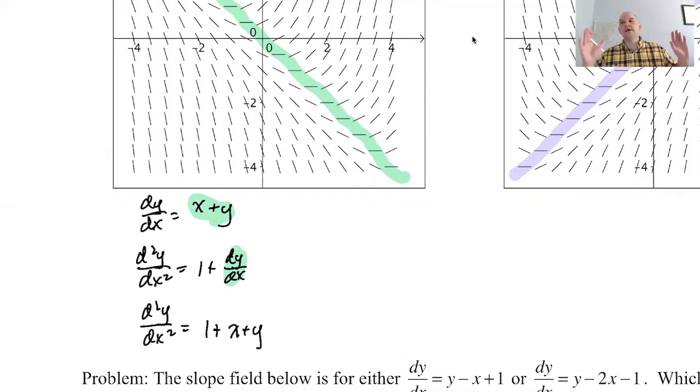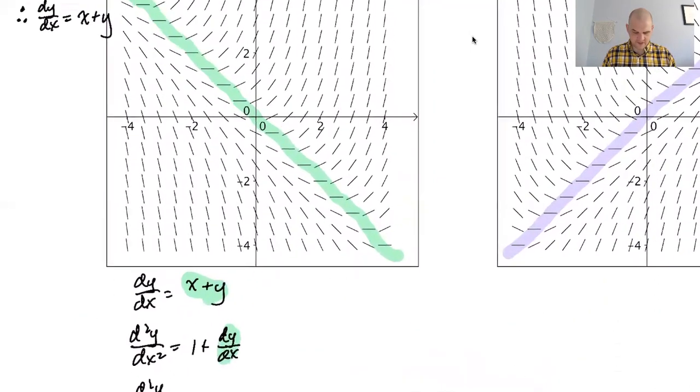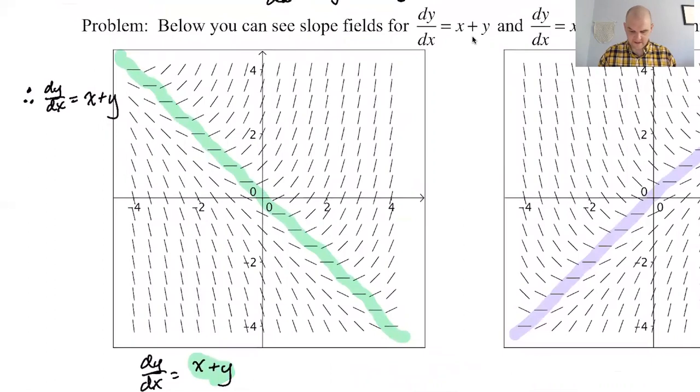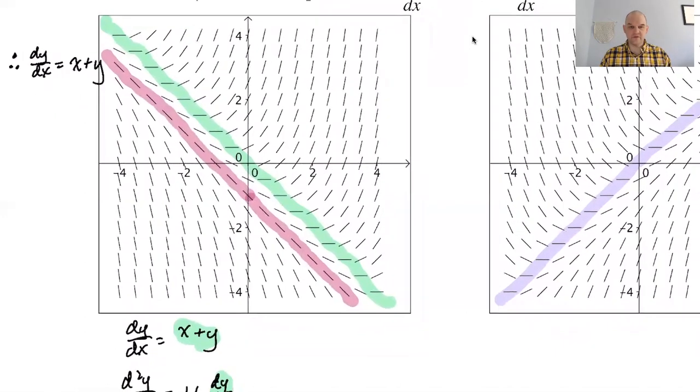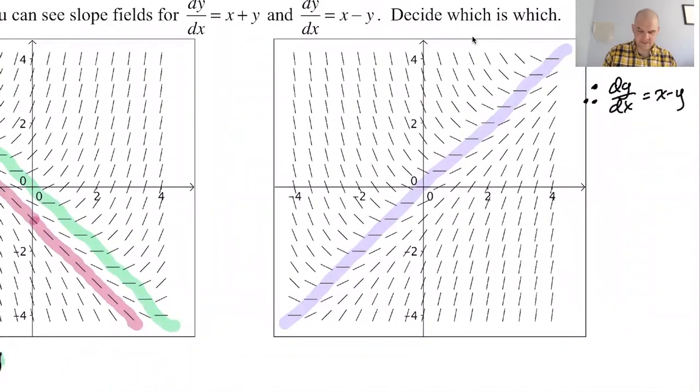Now, linear functions have 0 concavity, right? So I can say this equals 0. That means that y is equal to negative x minus 1. If I go up to my slope field and look for the line y equals negative x minus 1, that's going to be here, and then also here. By finding the second derivative, you can figure out which is which, because over here, it's obviously not the case. I could do the same thing here.